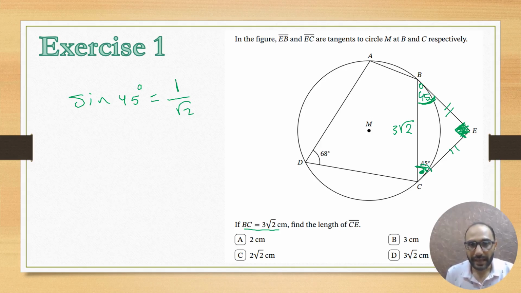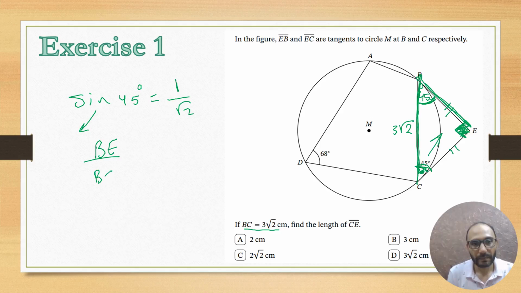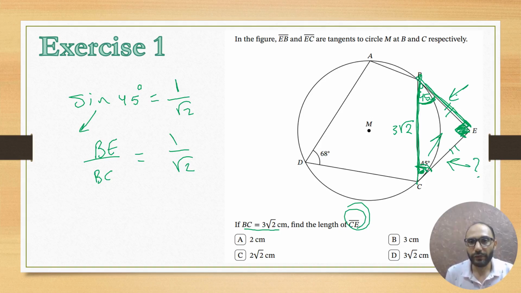So what is the meaning of the sine of the angle? Sine of the angle is the ratio between the side opposite to this angle, like BE, which is opposite to this 45, and the hypotenuse, which is BC, the side opposite to the angle of measure 90. Sine 45, which is BE over BC, must equal 1 over root 2. You know that BE is the same as CE, and the required in the question is to find the length of CE. So if we find BE or CE, both of them are the same length.